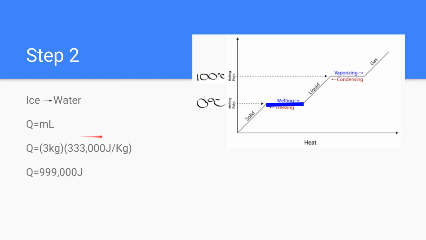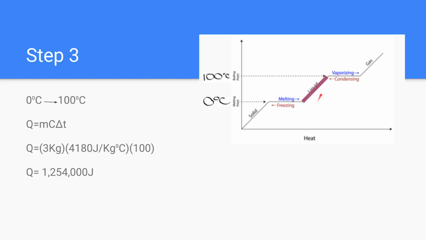It is 333,000 joules per kilogram, and then you multiply them to get 999,000 joules. This is the amount of heat energy that it will take to melt 3 kilograms of ice into water. Yet again, we will take this from our previous remaining number, and we will get the new amount of energy that we have to use, which is 8,741,000 joules that remain.